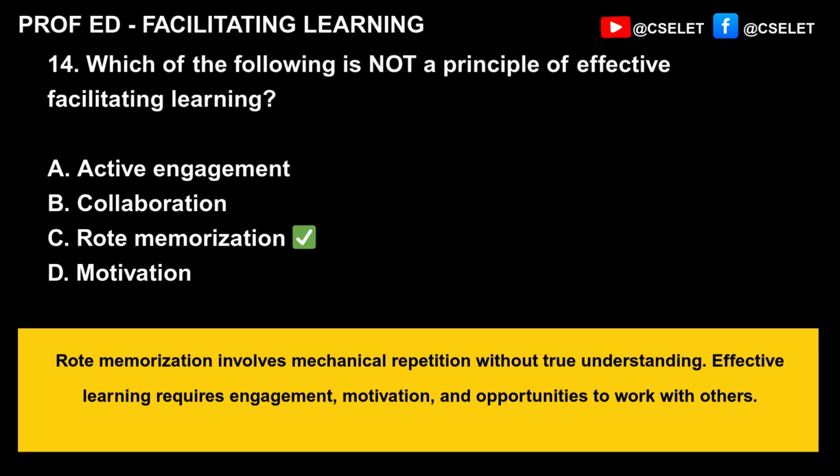The correct answer is letter C. Rote memorization involves mechanical repetition without true understanding. Effective learning requires engagement, motivation, and opportunities to work with others.